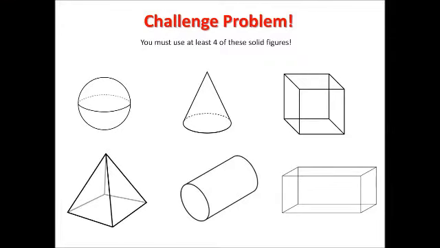Hello, boys and girls. Today we have another challenge problem where you can earn some Bill Bucks. As you can see on the screen, I just put some pictures of solid figures, and it says you must use at least four of these solid figures. What I want you to do is go home, or at home, create anything you want. Could be art, could be a tool, could be anything you can think of. I want you to take at least four of those solid figures and put them together. These can be things you can find at home. Some of the options for the solid figures are spheres, cones, cubes, rectangular prisms, square pyramids, or cylinders. All of those things can be found at home. Let's see what you can make. If you bring something in, I will give you some extra Bill Bucks. Good luck.